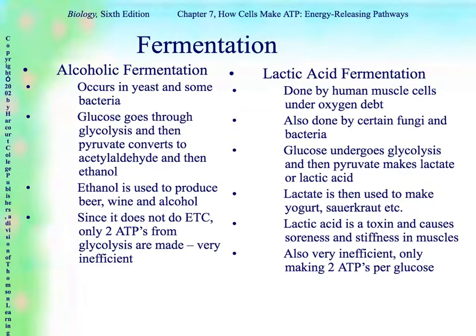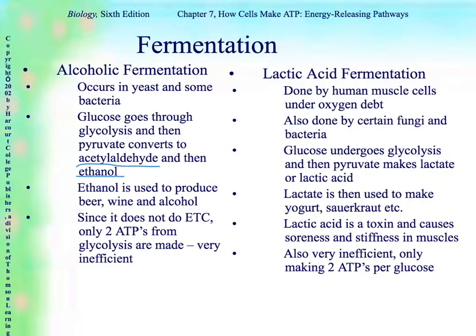All right, so let's look at alcoholic fermentation first. Alcoholic fermentation occurs in yeast and some bacteria, and so what's happening is you get glucose, it's still going through glycolysis, it's still making the pyruvate. All organisms do that. But because there is no mitochondria available, that pyruvate is going to convert to acetaldehyde, and then that acetaldehyde will convert to ethanol. And then ethanol is used to produce beer, wine, and alcohol. Since it does not do the electron transport chain, only 2 ATPs from glycolysis are going to be made. It's very, very inefficient for these organisms, but that's all they can get.